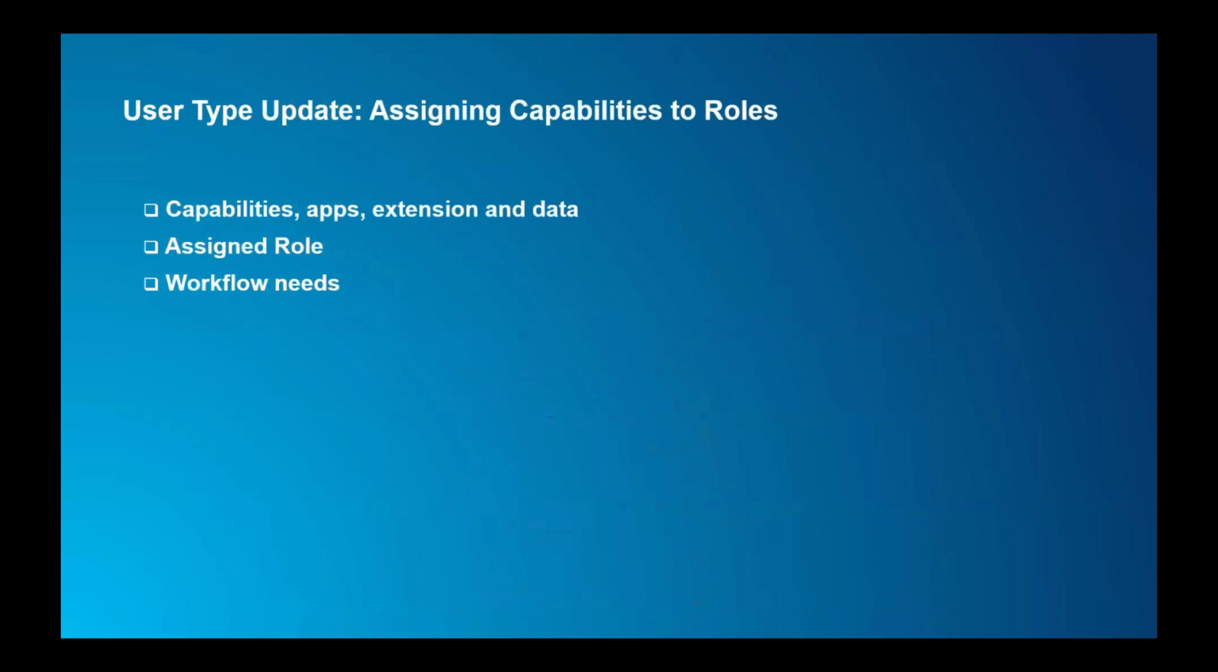User type update continued: assigning capabilities to roles. Now we have 6 main user types. And within those user types, there are different capabilities. There are different apps, there are different extensions, and there are different data. And depending on your role and workflow needs, there is a user type for you.